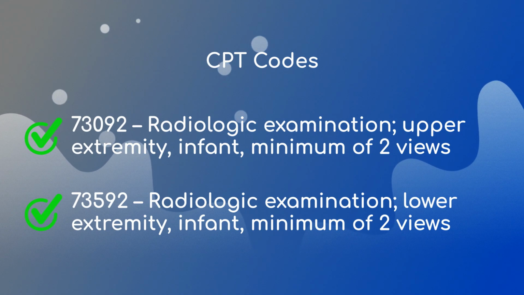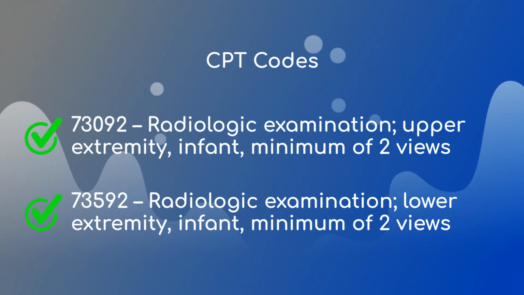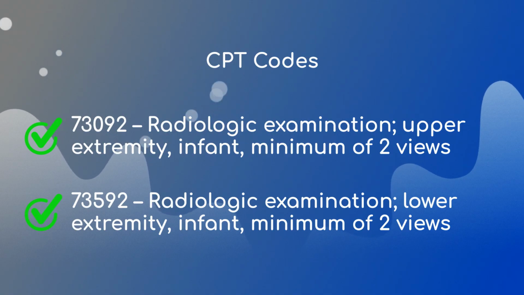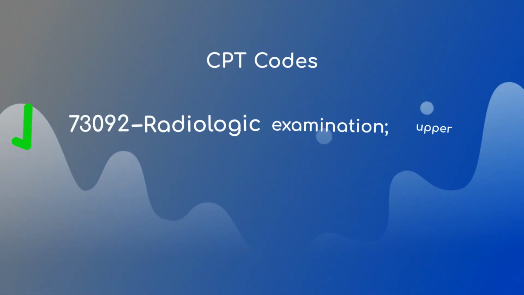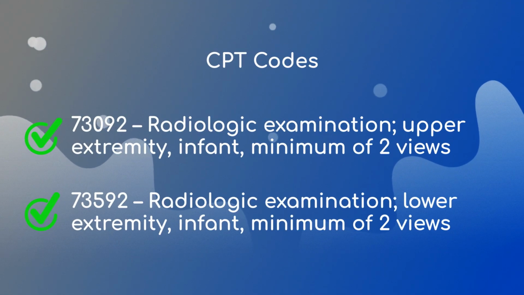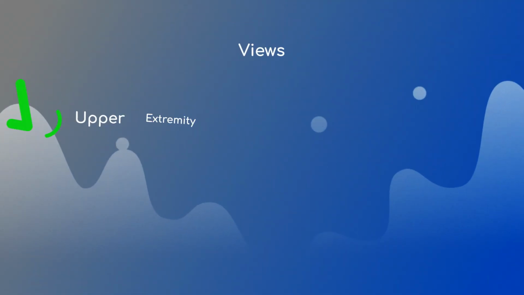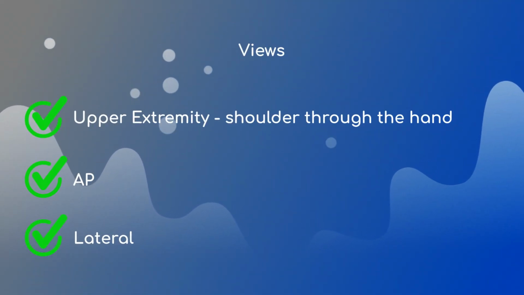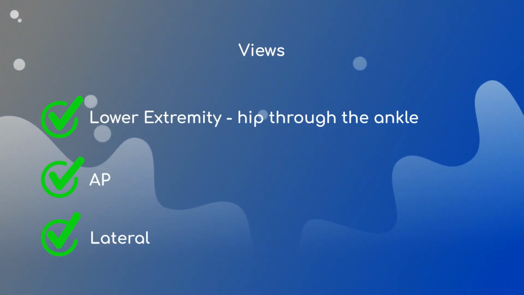These studies are tailored to assess infant bone development, detect congenital anomalies, and screen for systemic skeletal changes like those seen in congenital infections. These pediatric-specific codes help limit radiation exposure by bundling multiple regions under one code if performed in the same session and anatomic extremity. Views: upper extremity, shoulder through the hand, AP view, lateral view. Lower extremity, hip through the ankle, AP view, lateral view.